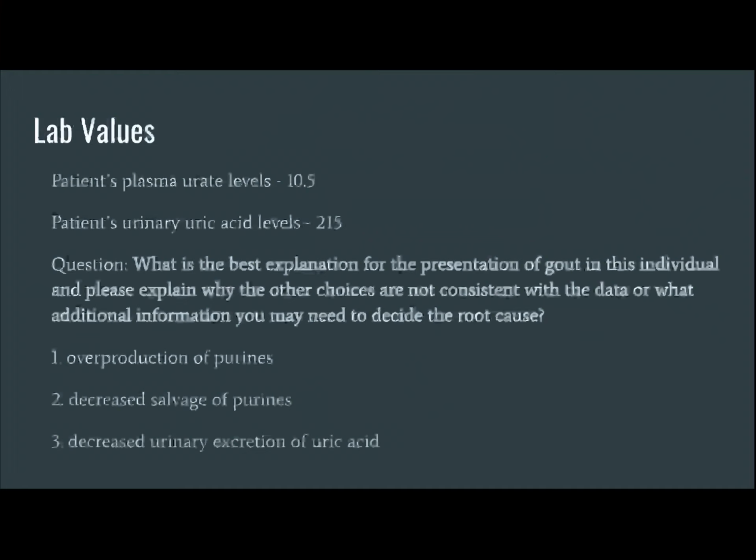Again, the question here: what is the best explanation for the presentation of gout in this individual? And please explain why other choices are not consistent with the data, or what additional information you may need to choose the root cause. Of the choices: overproduction of purines, decreased salvage of purines, or decreased urinary excretion of uric acid.